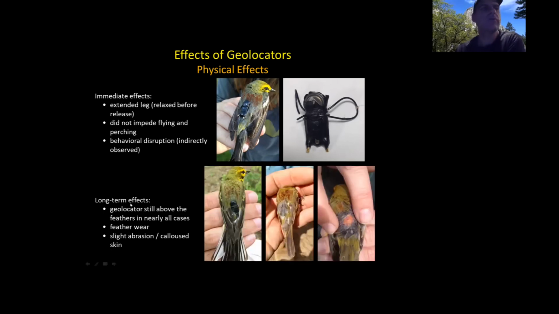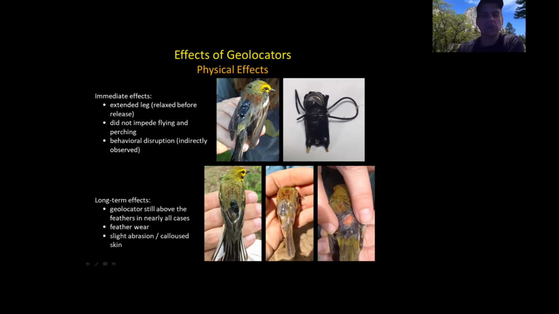As for long-term effects, the birds came back with their geolocators still above their feathers in nearly all cases. That was good. My worry was that the birds would preen around it and cover the light sensor with their feathers, but they did not. For the most part, the geolocators were remaining above the feathers. That did lead to some feather wear, as you can see here. This is after we took the geolocator off.